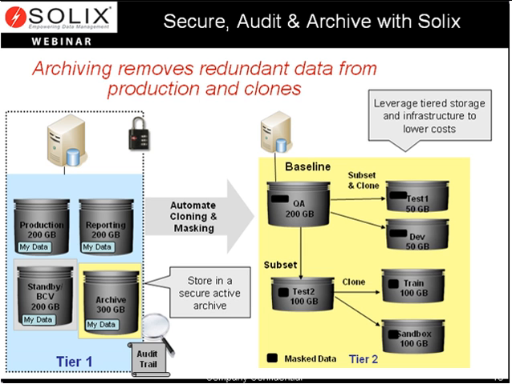Finally, archiving removes redundant data from production and all clones. By selecting archive-eligible transactions from the production environment and storing them in a central secure archive that's available to the production application, all of the clones are significantly reduced. And when you move all of your archive and your clones for test and development to a Tier 2 environment, you can leverage a tiered storage and infrastructure to lower your total cost of ownership.